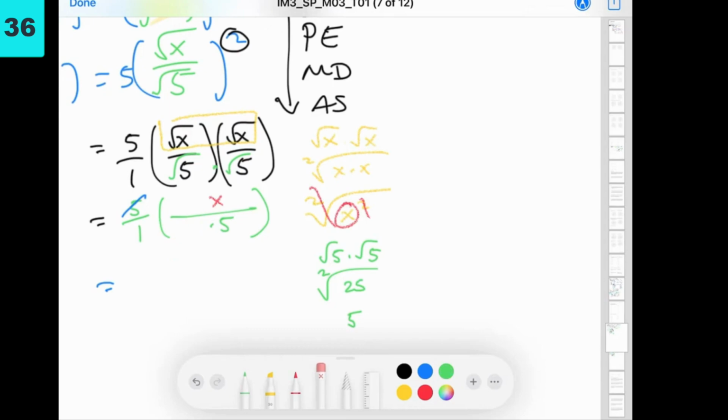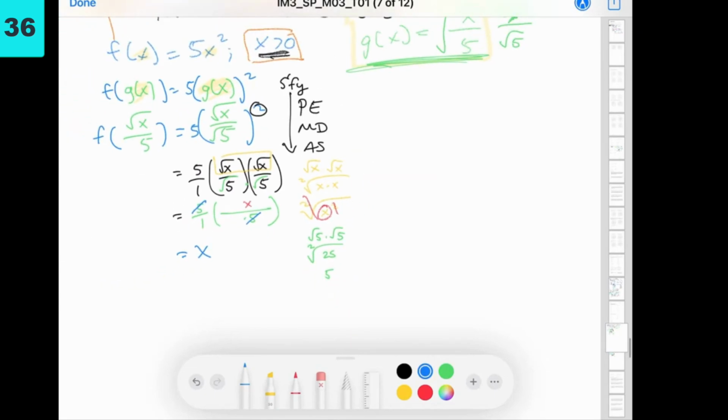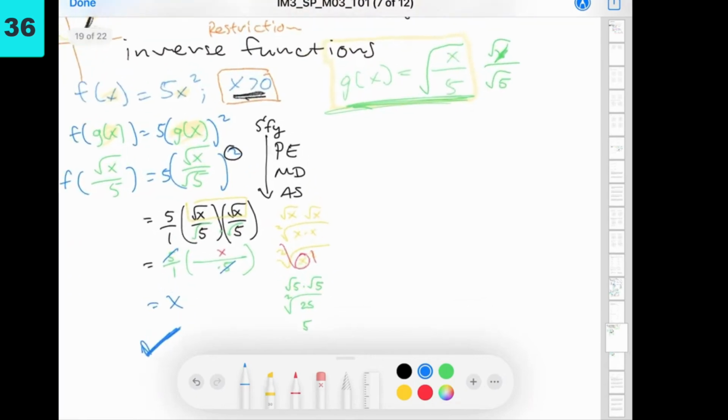Okay, what does that mean for us? Then I can just cancel these 5's and it is equal to x. Okay. That is good. Now we gotta check the other side. Let's do it.